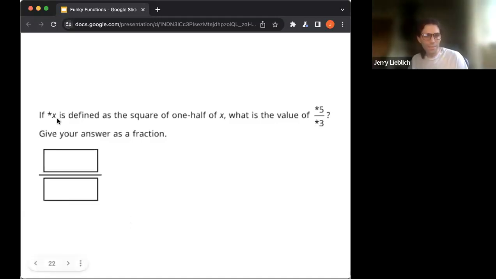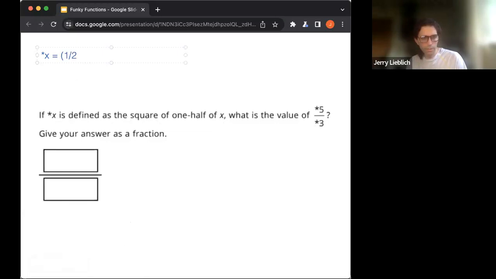Okay, so here they give us star X, and then they're sort of mean, right? They spell it out rather than actually showing you in math. So we have to really follow the instructions here, which is, again, sort of all we're doing with these. So let me just translate this. Star X is defined as the square of 1/2 X.